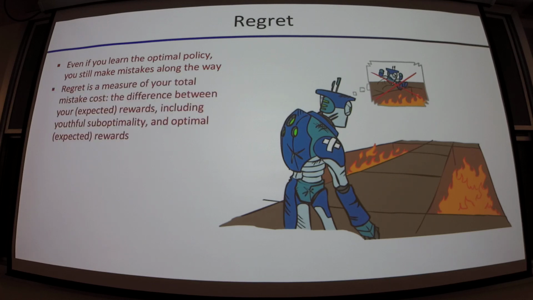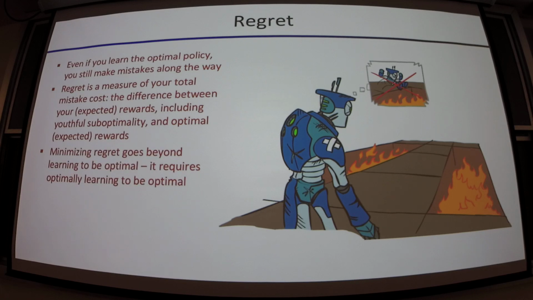So the idea is that if we measure our total mistake cost in some way, and we can define that as the difference between our expected rewards, including the things we did suboptimally, and the optimal set of expected rewards, what's the difference? And so minimizing regret means that we're learning to be optimal. We're learning to learn optimally, right? So we have to learn how to learn.